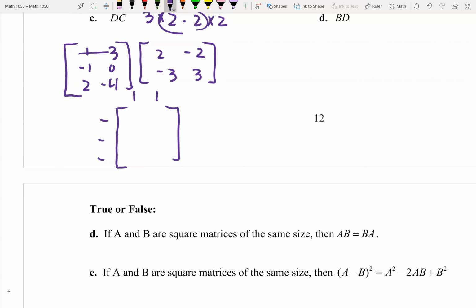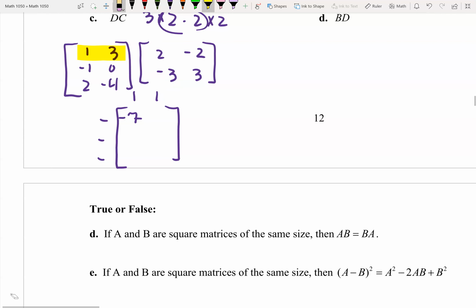So I do rows right here and columns right here. The 3 comes down. So I'm going to go 1 times 2 is 2. 3 times negative 3 is a negative 9. A negative 9 and a positive 2 is a negative 7. I'm going to put that right there.